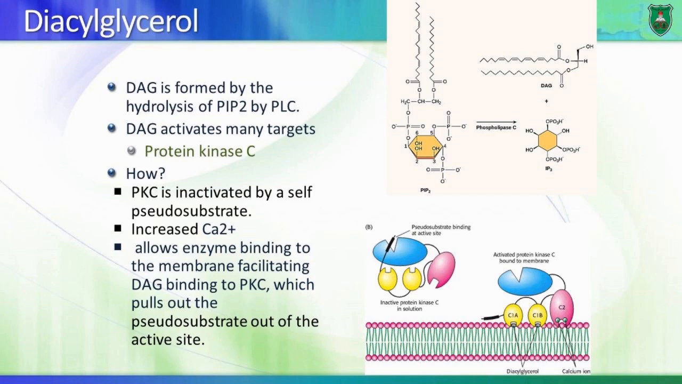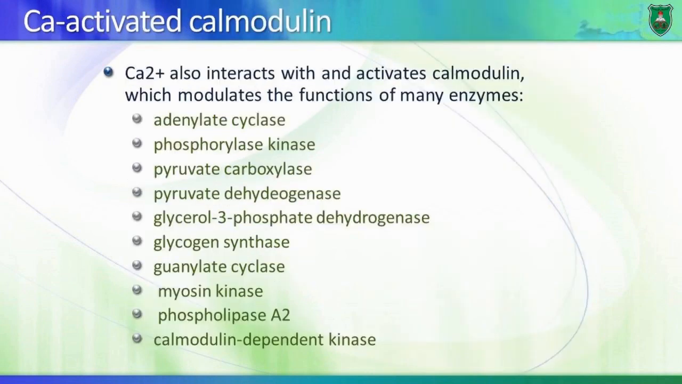Protein kinase C, if it is inactive, has, in the N-terminus of that molecule, a sequence known as a pseudo-substrate. So it looks like a substrate, but it's not a substrate. It's a pseudo-substrate. It's a fake substrate. What this does is that it covers the active site of the enzyme, so it's not active. But when it associates with the plasma membrane via diacylglycerol and with the help of calcium ions, the diacylglycerol pulls out the pseudo-substrate from the active site. Now, the active site is free, and protein kinase C can phosphorylate many targets.